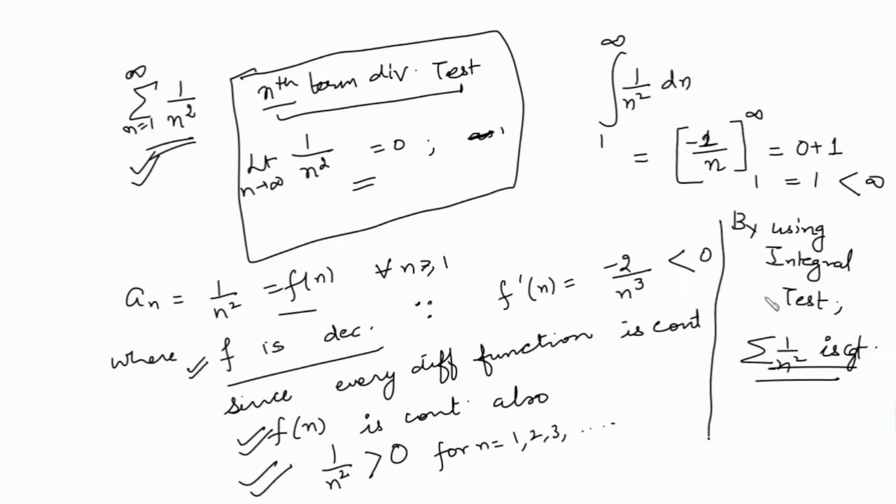So the integral test is applicable only for those series whose terms are positive, decreasing, and continuous. Then we can check the value of the integral. If the value of the integral is finite, then the series is convergent, otherwise not. Just see one more example. Let's suppose we need to check the behavior of the series 1 over n.